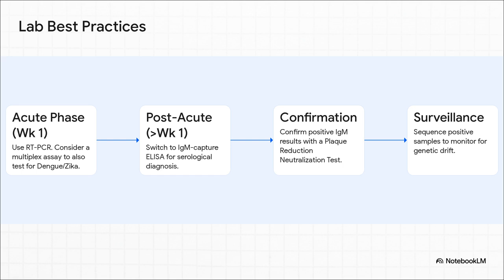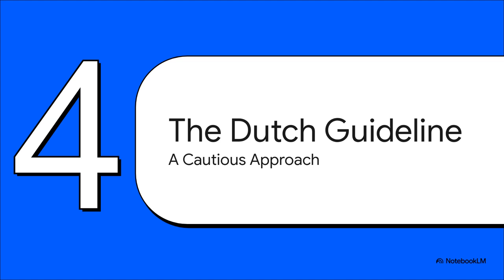And one last really important point. We need to be sequencing our positive samples. This virus mutates, and that kind of ongoing surveillance is the only way we can be sure our primers and probes will keep working. All right, let's talk about patient management, and we're going to focus specifically on the Dutch guidelines, because our approach is particularly cautious and well-considered, with some really key differences from the broader international recommendations.